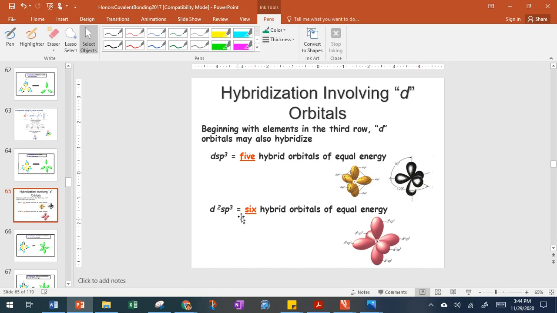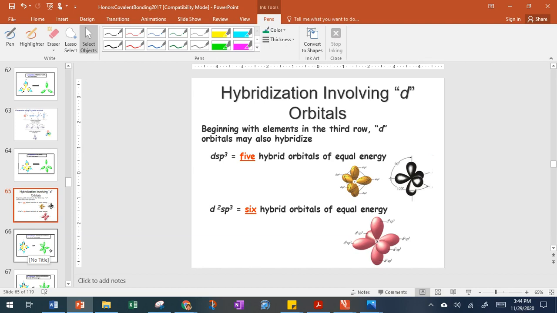To allow us to get to 6 regions in space, we have d2sp3. We take 2 of the d orbitals, 1 of the s, 3 of the p's, and this allows us to get an octahedral shape and have 6 regions. So again, dsp3 will be 5 hybrid orbitals. d2sp3 will be 6 hybrid orbitals.